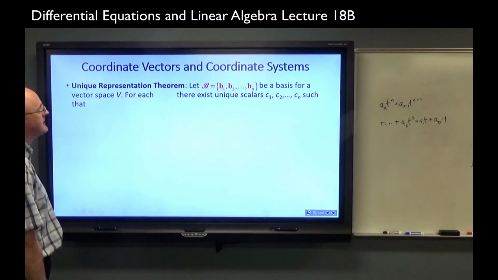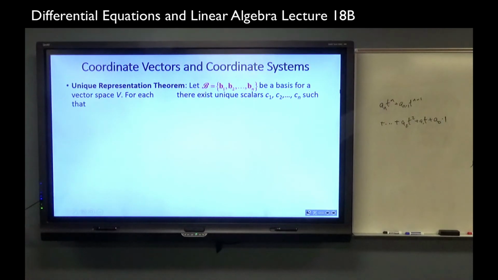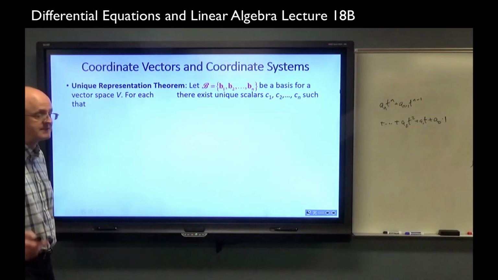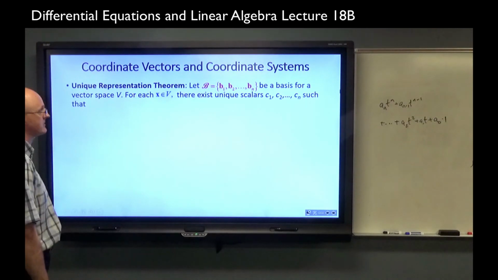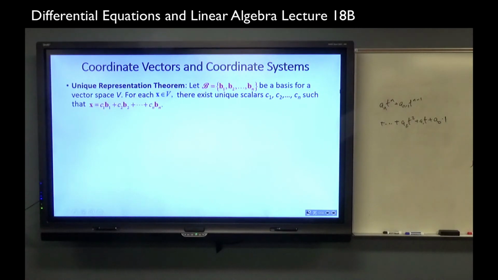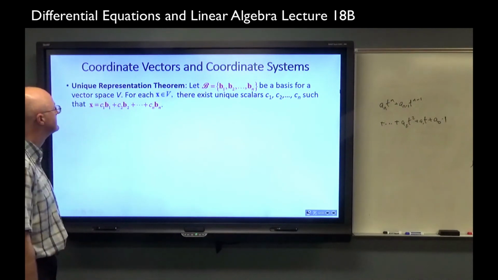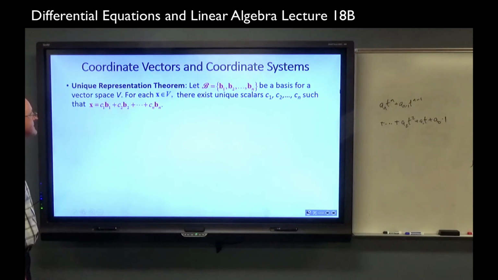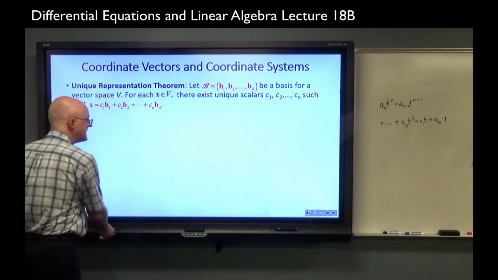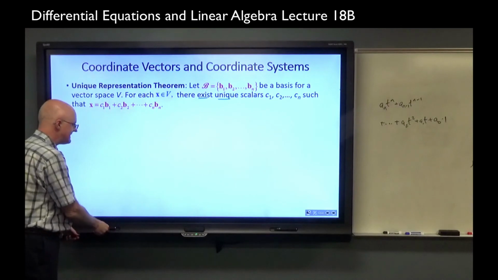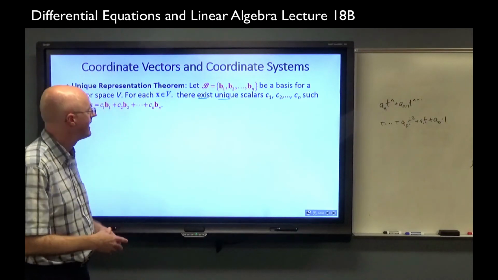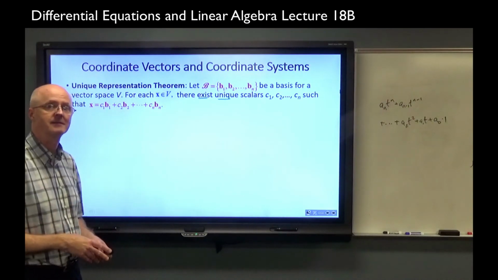Let B be the set of vectors b1 through bn, and suppose it's a basis for the vector space V, which could be a subspace of some bigger space. For each vector x in V, this theorem says there exist unique scalars c1 through cn such that x is the linear combination of the b vectors with the c scalars as the weights. Okay? Got a basis for a vector space, got a vector in that vector space, there exist unique scalars such that that vector is a linear combination of the basis vectors. The existence of the scalars comes from the spanning, and the uniqueness of the scalars comes from the linear independence of the basis vectors.